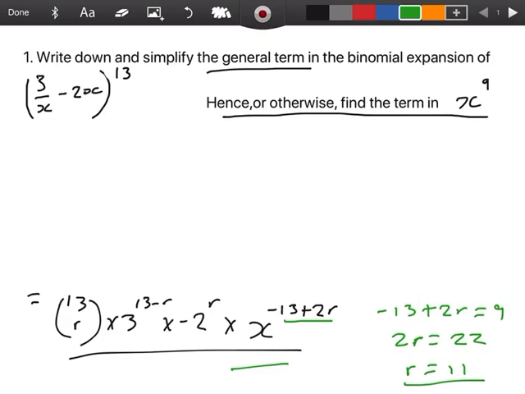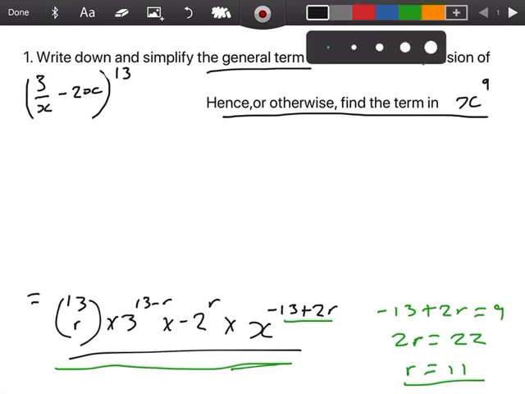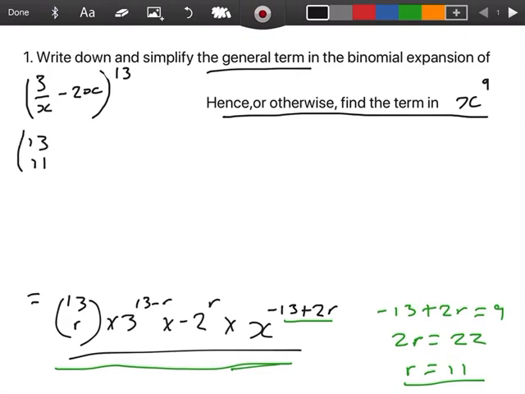So we've got r now. All we need to do is replace it in all of this and get our coefficient of x to the power of 9. Not too hard. So that becomes 13C11 times 3 to the power of 13 minus 11, times negative 2 to the power of 11, times x to the power of 9, because we've already figured it out.